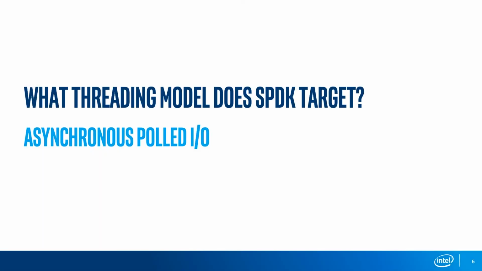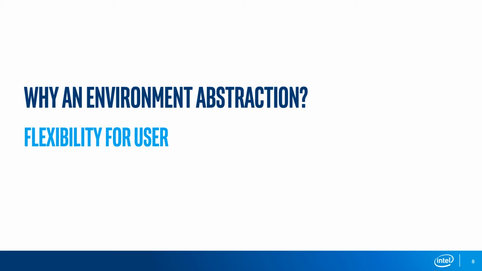Okay. So, like we just said, we're targeting this asynchronous and polled model. So we're going to talk about how we build software that provides that model. The first thing up is the environment abstraction layer. So the idea here is that we need a few different pieces of functionality to build that software, but we want to provide those in a generic way that's swappable, and we want to make it flexible for the user.